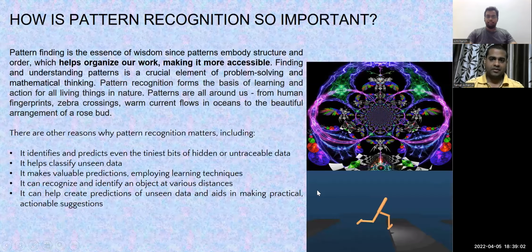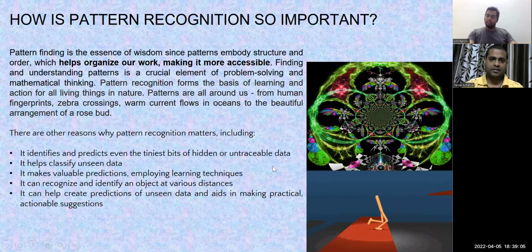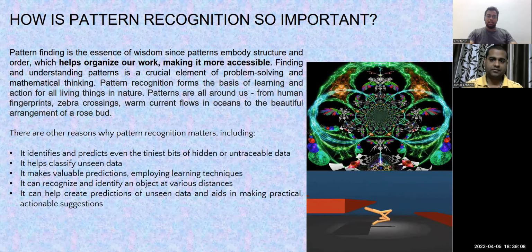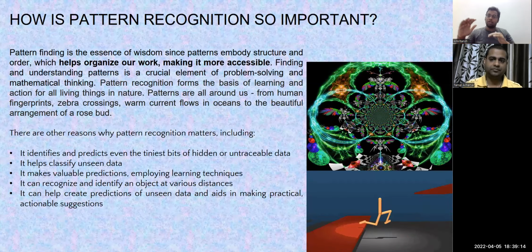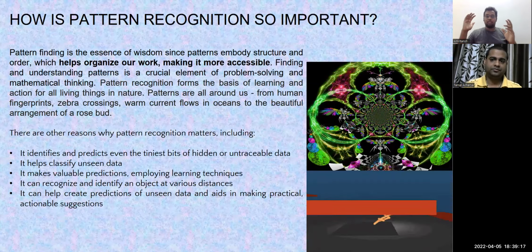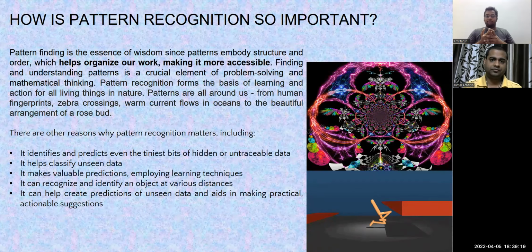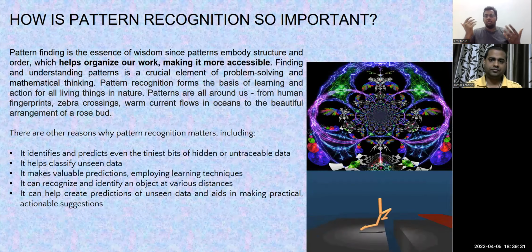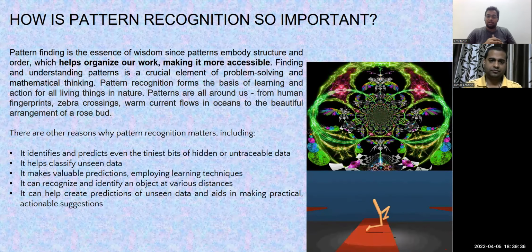Wonderful. So again, I have been talking about this for quite some time. Think about human fingerprints, zebra crossings, current flows in the oceans, as a matter of fact, and even the arrangement of a rosebud. There are inherently infinite patterns around us. Plus, we are collecting more and more data every day, and it has gone to scales of exabytes already. Once you have that much data, it's not going to be easy, and your search space usually increases exponentially.